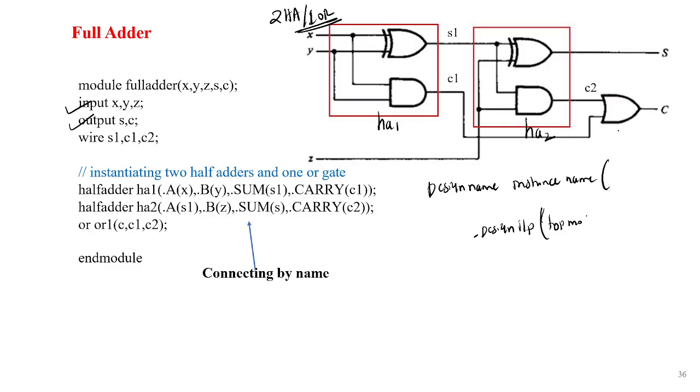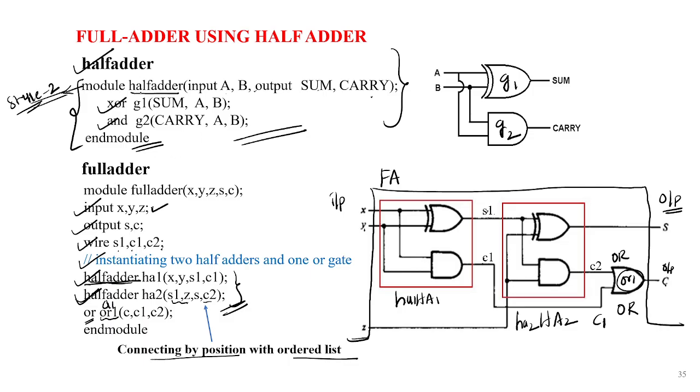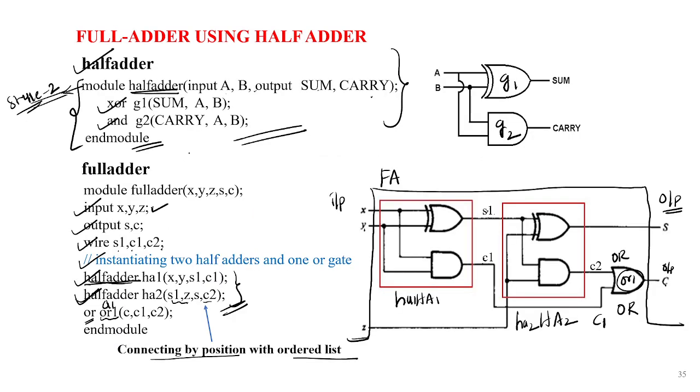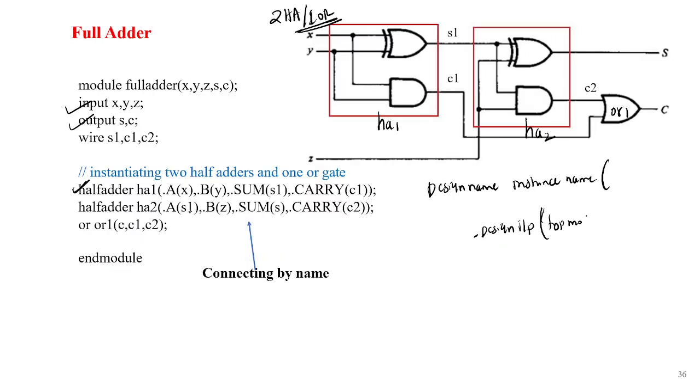And this is R1. So half underscore adder, this design should be the same. This design and this design should be the same name, otherwise you will get a compilation error. Half adder HA1, dot A: what is outside the bracket is nothing but design inputs. What are the design inputs? A comma B comma sum comma carry, no. So these are the design inputs.